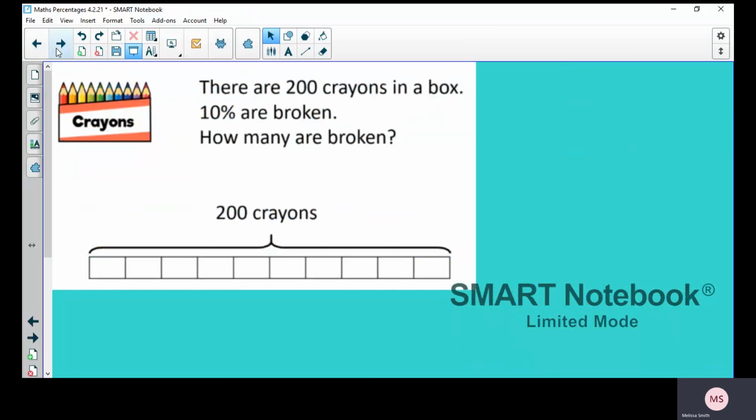Let's look at another question. Pause the video, see if you can answer this one. So this time I have 200 crayons, that's my total, and 10% are broken. What is the calculation? 200 divided by 10. What is 200 divided by 10? That is 20. Well done if you got that correct.